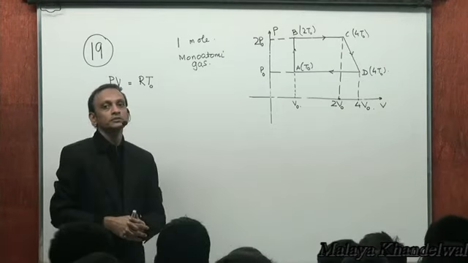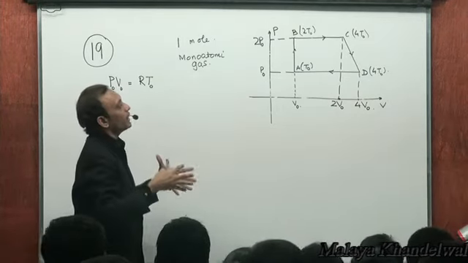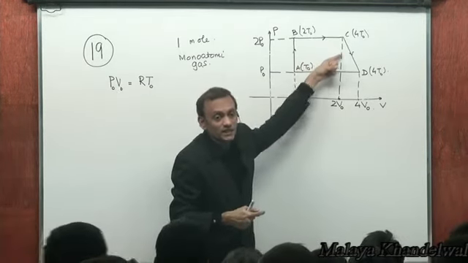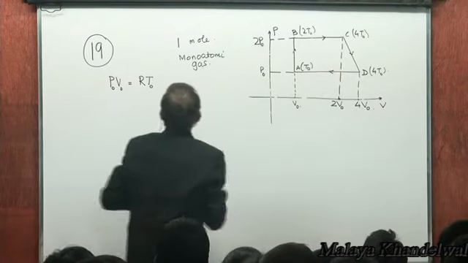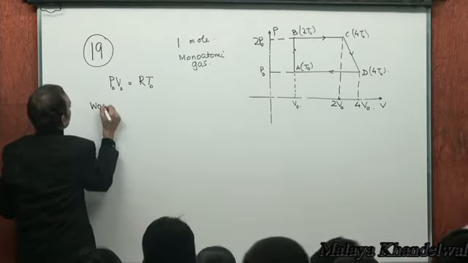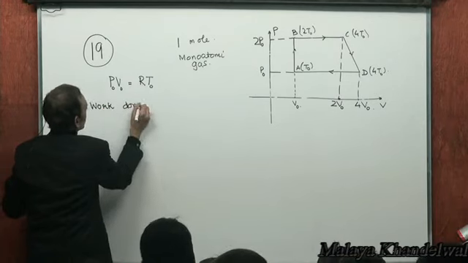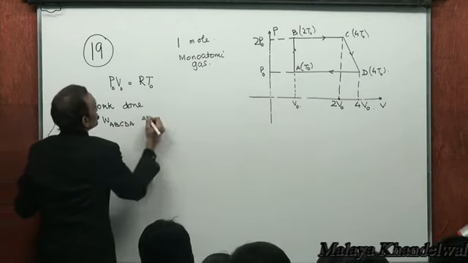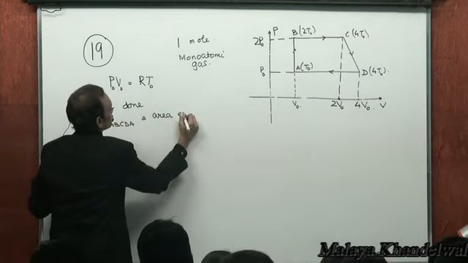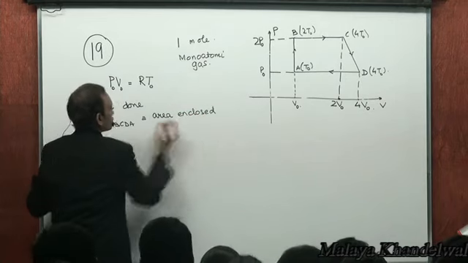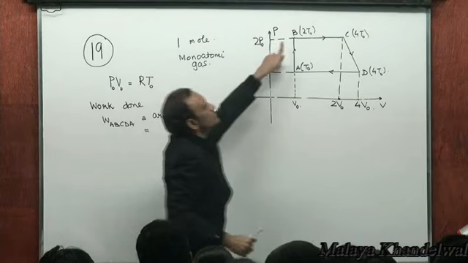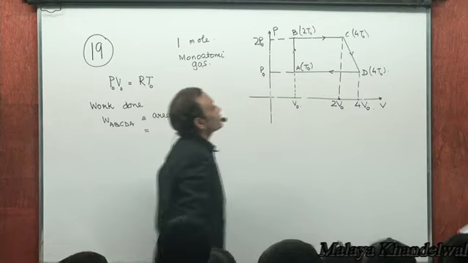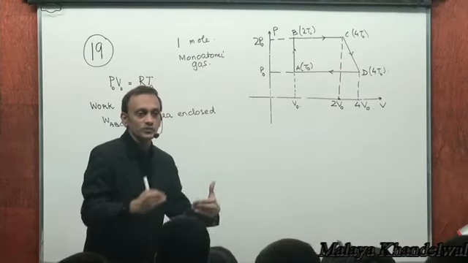Now, work done would be the area enclosed by this cycle. Yes or no? So the work done during the cycle A, B, C, D, A is the area enclosed, which is the area of this trapezium, which is the average of the parallel sides into the distance between them, right?